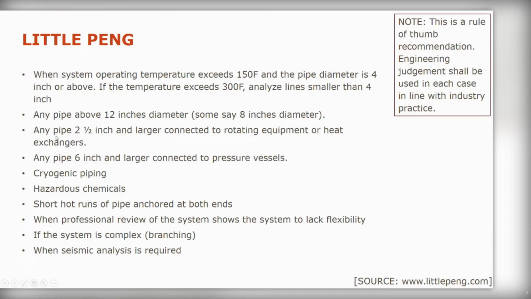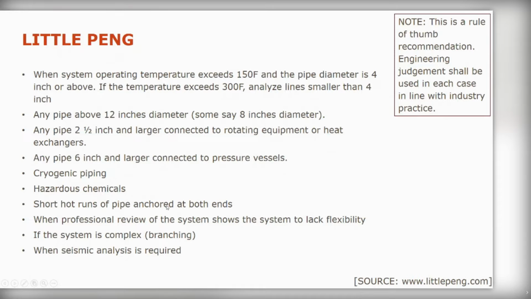appetite for risk. Any pipe 2.5 inches and larger connecting to rotating equipment or heat exchangers because of the load on the nozzles. Any pipe 6 inches and larger connected to pressure vessels. Cryogenic piping, but that always will have quite big thermals already. Hazardous chemicals, so again, I say if it's a very high risk, probably even if nothing is specific going on with it that's making you think it may fail, you want to have this analysis in the back pocket.